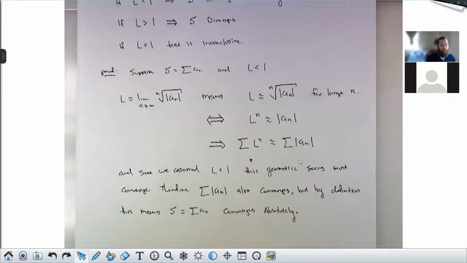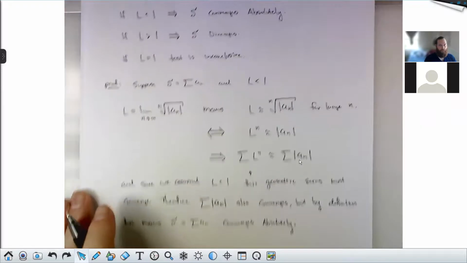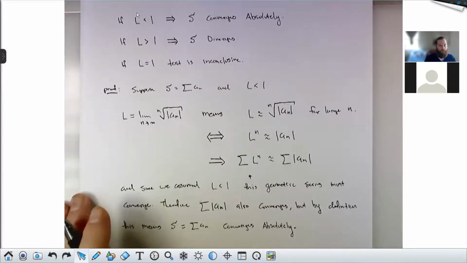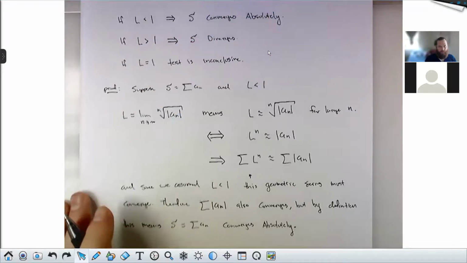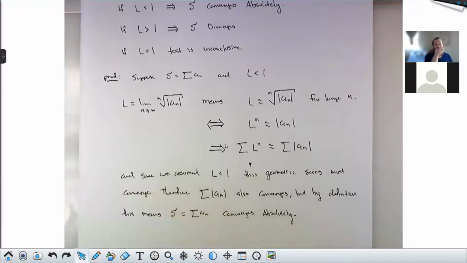All right, that's it. So what we were trying to prove is that if L is less than 1, where L is that limit, then the series sigma an converges absolutely. That's what the test says. And we're able to show that if you have a series S equals sigma an and L is less than 1 for that series, where L is this limit, then that series should converge absolutely. And that's precisely what we were able to show.